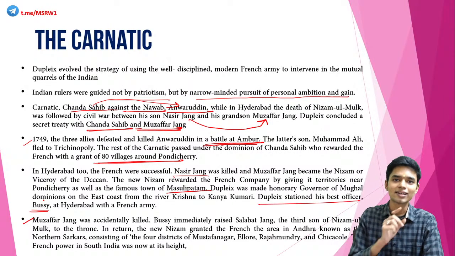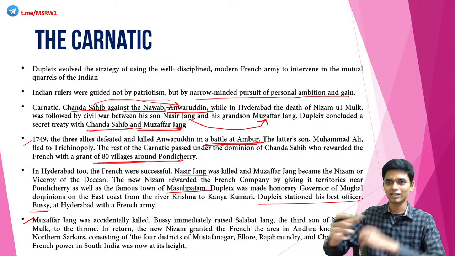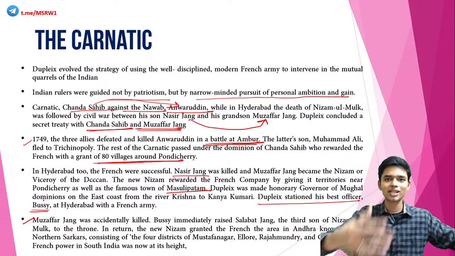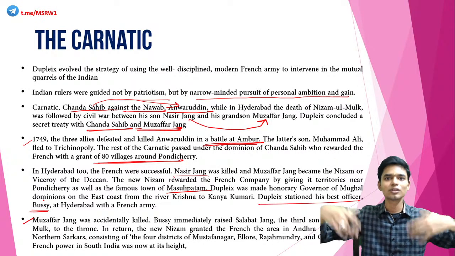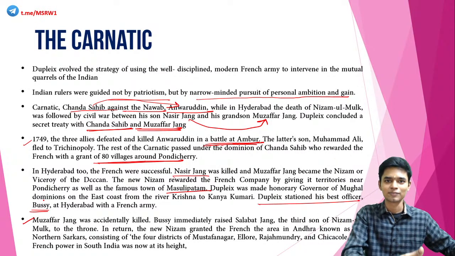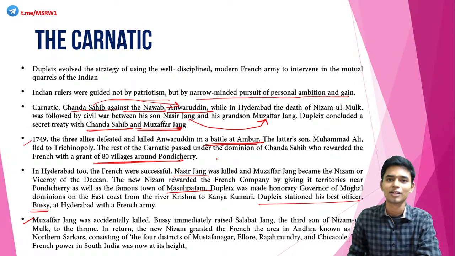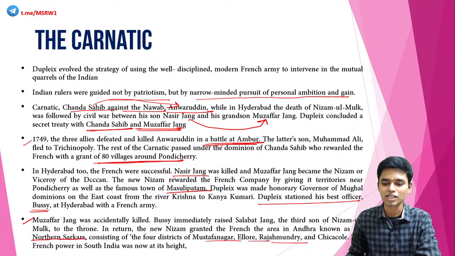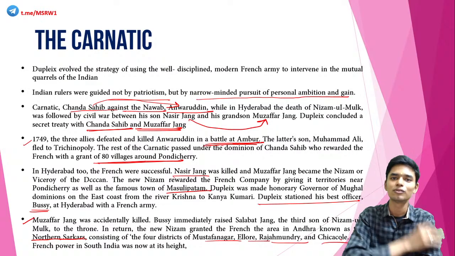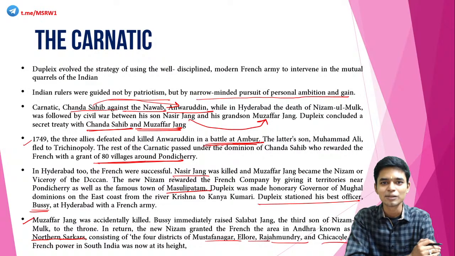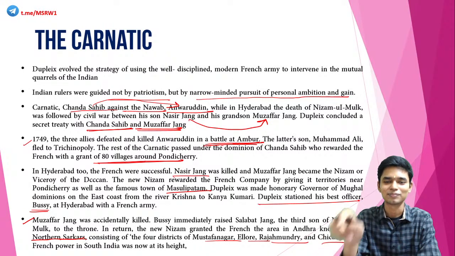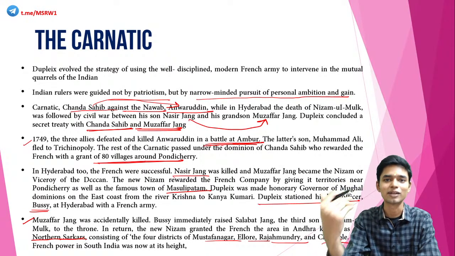So in return, what did the Nizam do? It was the French general who raised him to the throne, who backed him to the throne, so he had to be rewarded. So the Nizam gave huge portions of Andhra, known as the Northern Sarkars, consisting of the districts of Mustafanagar, Ellur, Rajamundry and Chikkakol to France. See, by intervening in the accession and internal affairs of the state, France is the one actually benefiting.